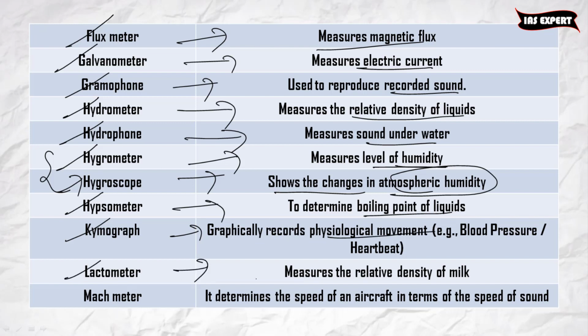Lactometer, this instrument is used to measure the relative density of milk. There is a difference between lactometer and hydrometer. The hydrometer measures relative density in liquids and lactometer measures relative density of milk. Mach meter, it determines the speed of aircraft in terms of speed of sound.